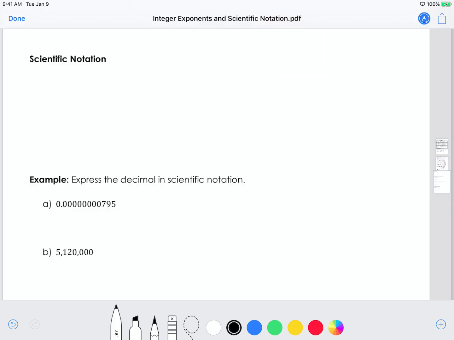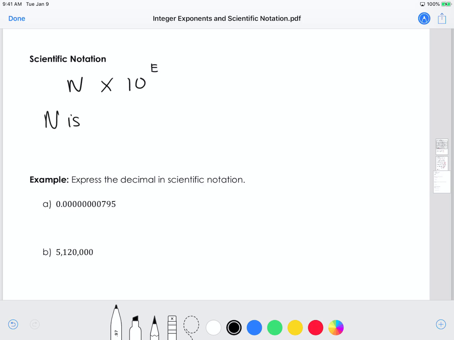Now we're going to talk about scientific notation. And scientific notation is a way for mathematicians and scientists to conveniently write numbers that are in decimal form that are really, really big or really, really small. And it helps with calculations and makes them a little bit more simple. When you write a number in scientific notation, it's in the form where you have some number, we'll call it n, times 10 to some power, we'll call it e for exponent.